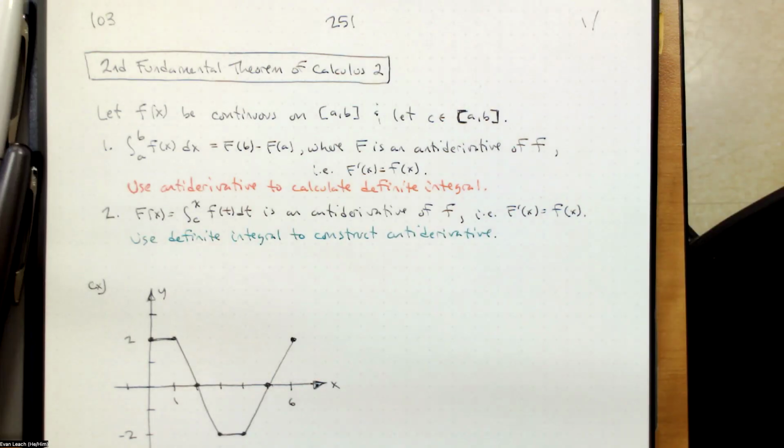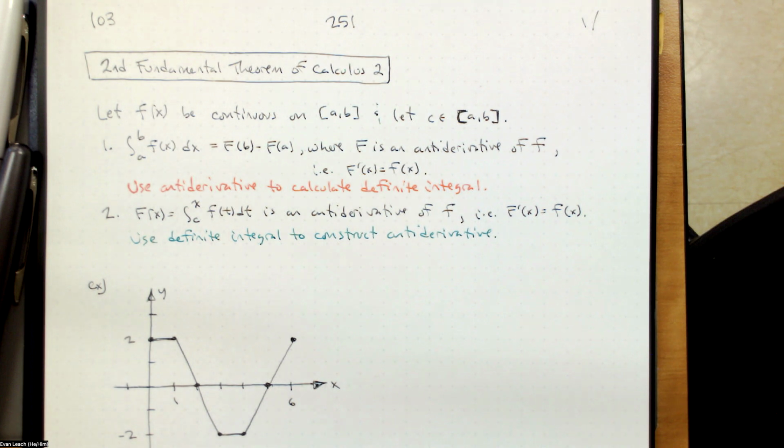If you recall, yesterday we introduced the second part of the fundamental theorem of calculus, which is just the reverse of the idea of the first part of the fundamental theorem of calculus. So let's review. Let's suppose we have a continuous function on a closed interval and any value from that interval. The first part says that the definite integral from a to b of f of x dx is capital F at b minus capital F at a, where capital F is an antiderivative of f.